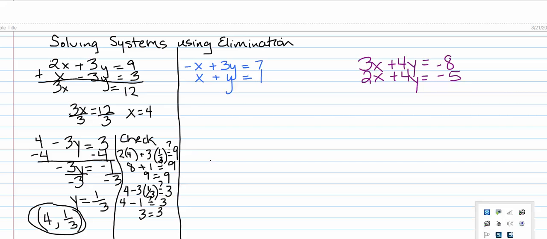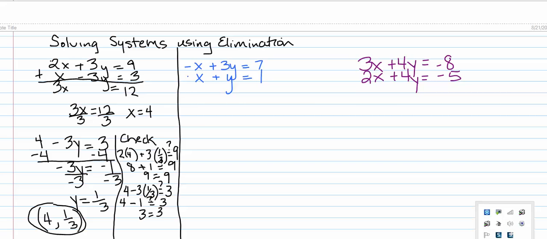Okay, the second system, in blue, again, I do have a variable. It doesn't have to be both, but I do have one of the variables that have the same number in front of them. And the nice thing is they have opposite signs. One's a negative, one's a positive. So I'm going to add these two equations together.